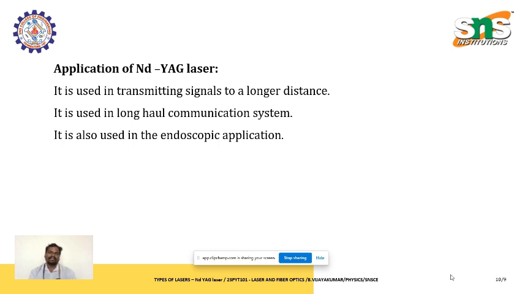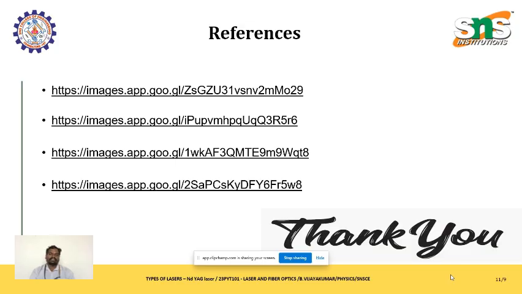Applications of the Nd-YAG laser: it is used in transmitting signals over longer distances, such as optical fiber light source cable transmission. It is used in long haul communication systems, such as transmission of voice and data. It is also used in endoscopic and other medical applications. In this lesson we have covered different methodologies, applications and advantages.